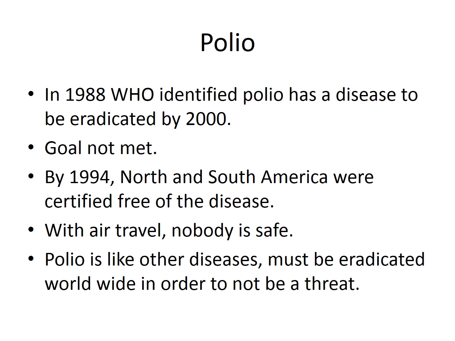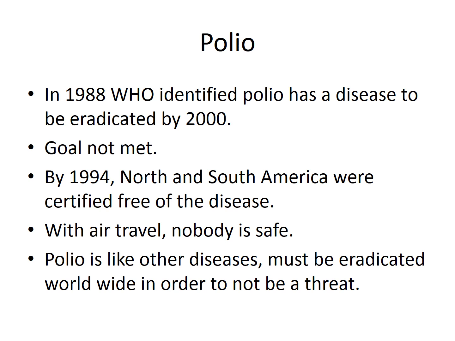In 1988, the World Health Organization identified polio as a disease that they wanted to have eradicated by the year 2000. So basically, they were giving themselves 12 years to eradicate polio worldwide. The goal was not met. By 1994, North and South America were certified free of the disease.